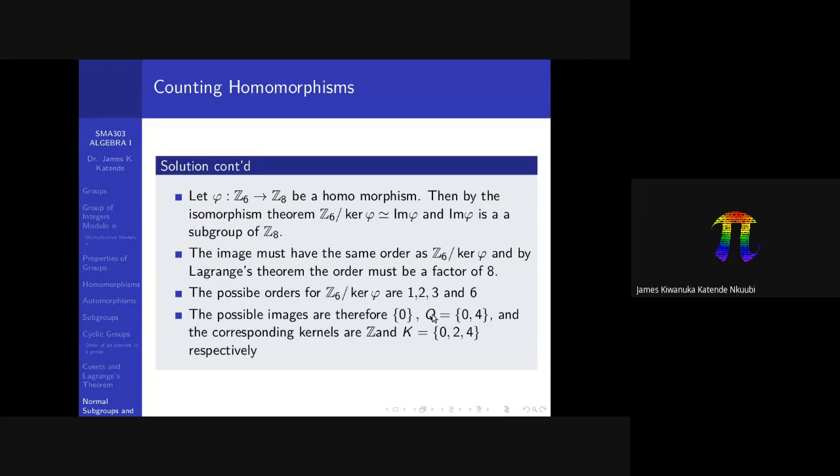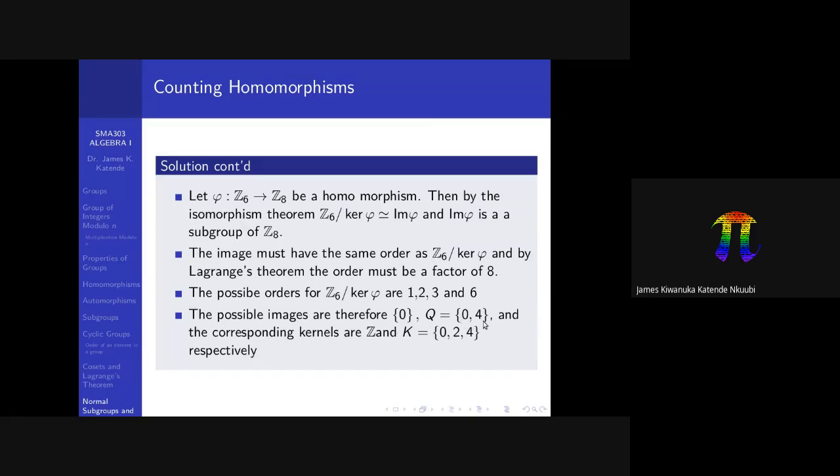The other possible image will have index 2, right? The divisors of 8. 2 is a divisor of 8, so you need a subgroup of order 2. There are other divisors of 8 like 4, but none of these kernels will have index 4, right? So you can't have an image with 4 elements. There's also 8. None of these kernels can have index 8. So you can't have the whole of Z8 as a possible image. So the only possible images would be 0.